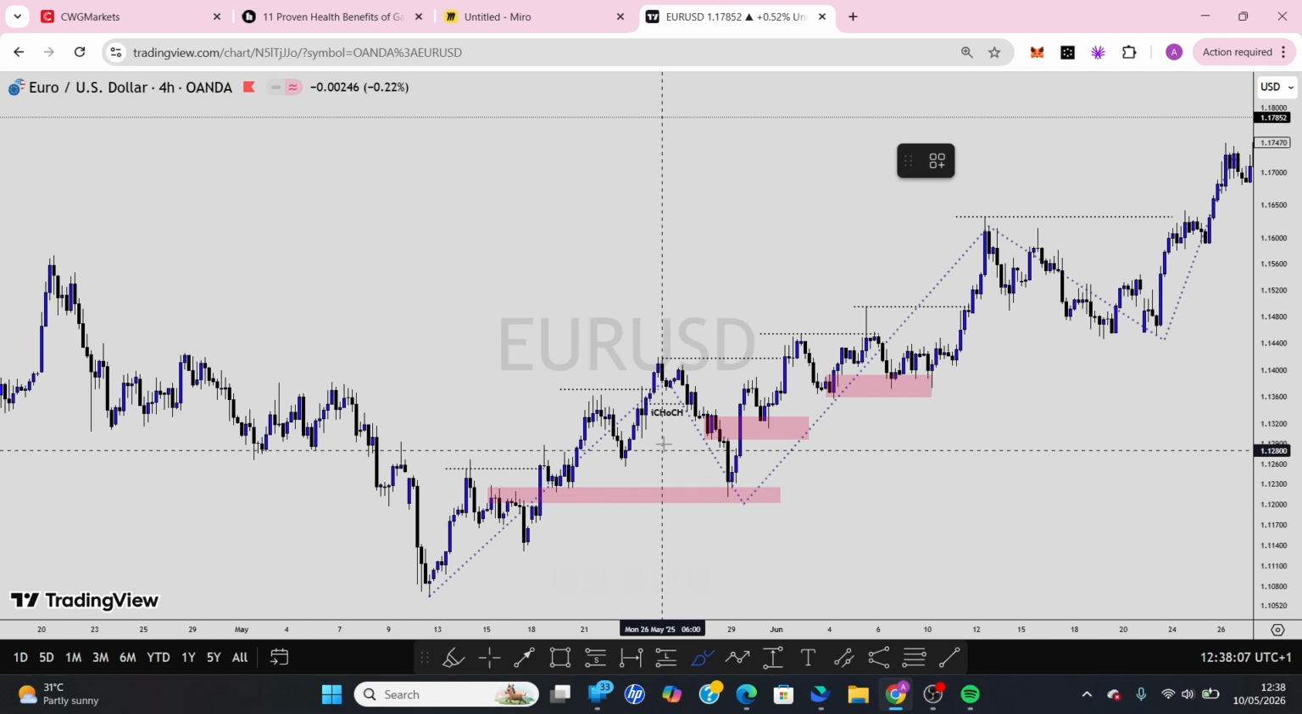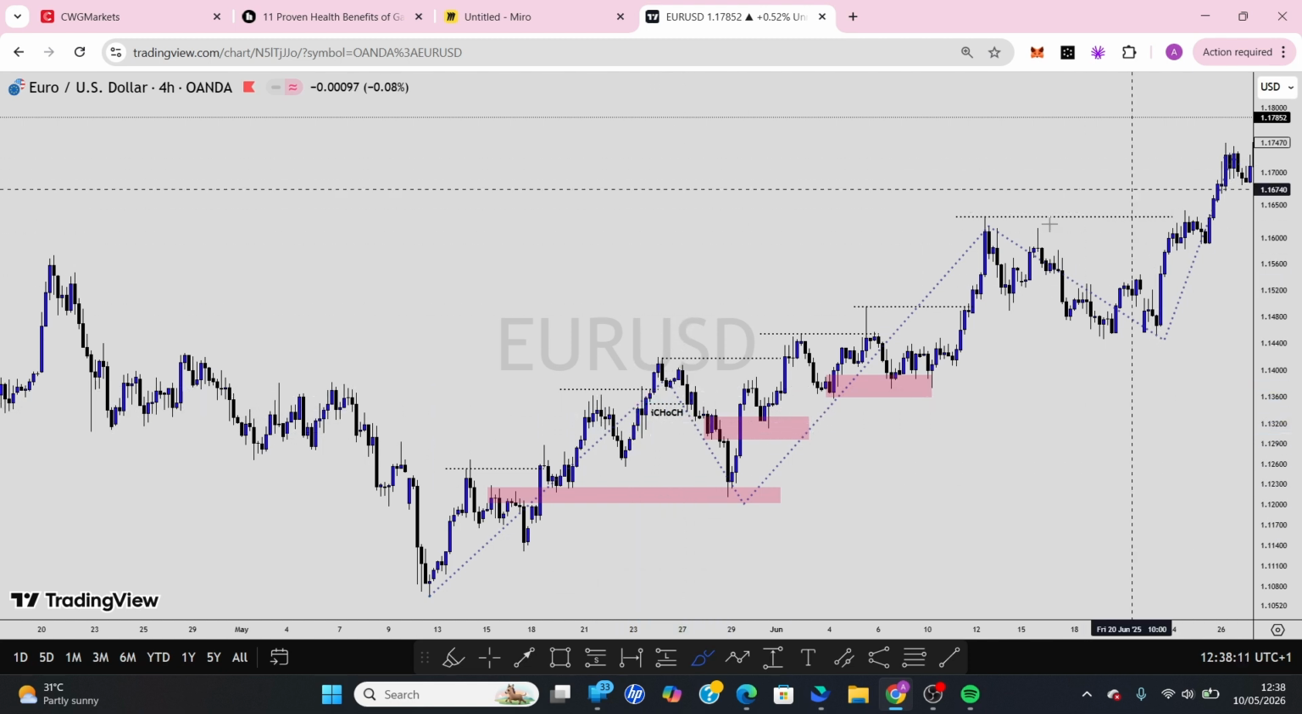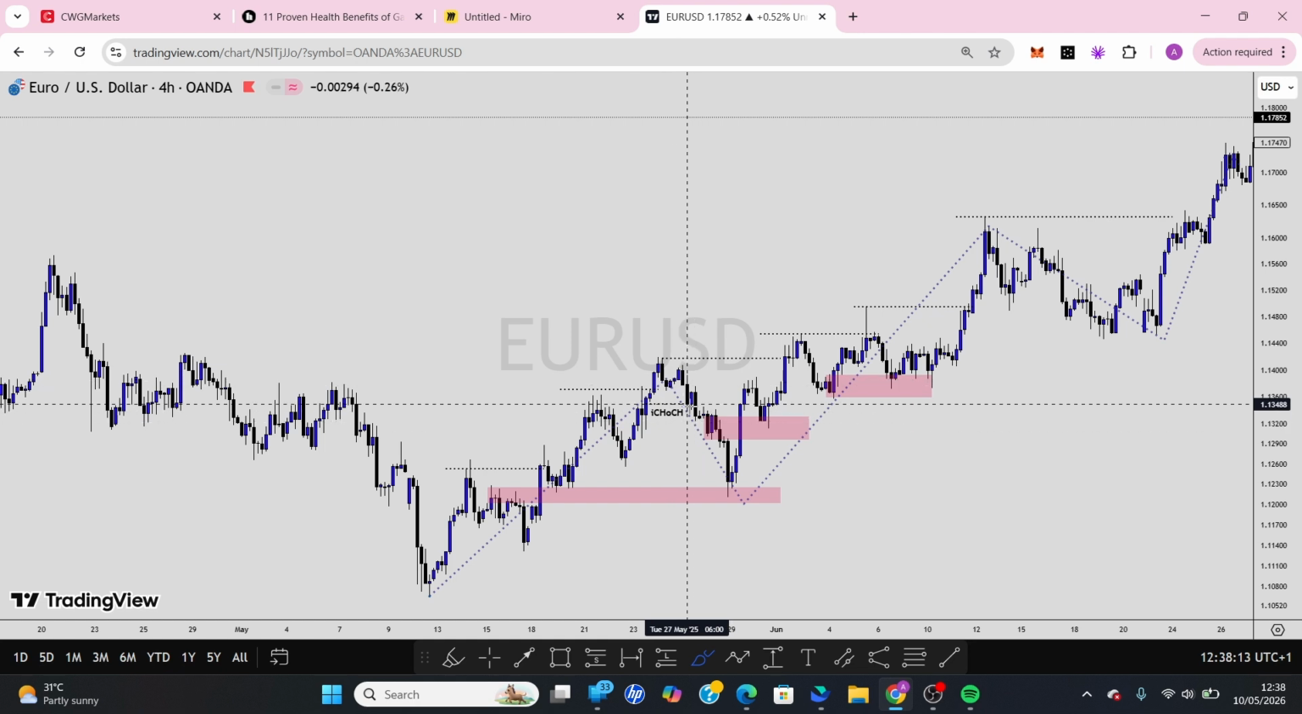So this is the internal change of character. The moment the market breaks this level, you understand, you can actually go for this for the sell. You actually go for the sell because you see the market breaking, having a change of character.